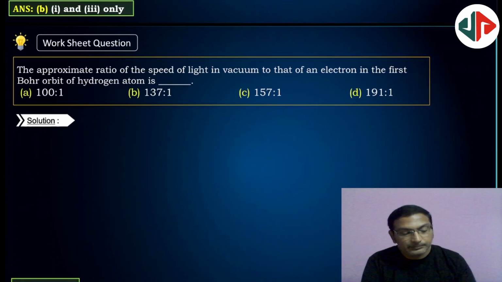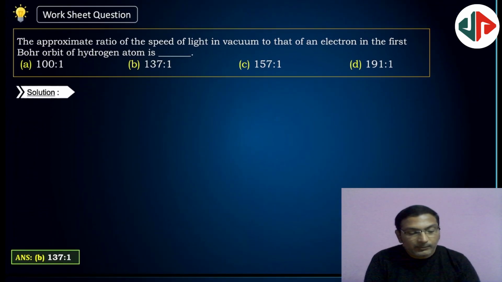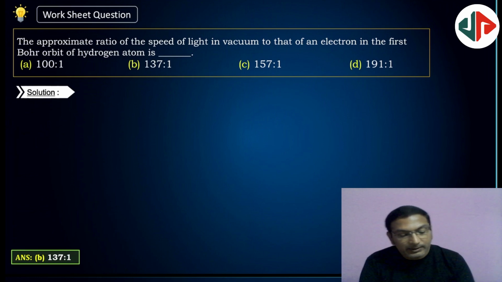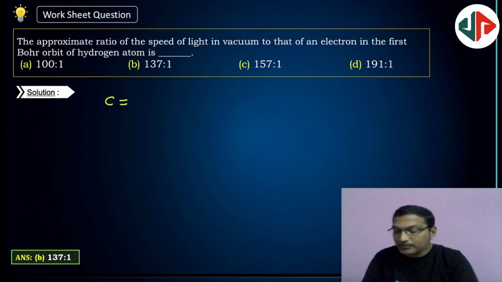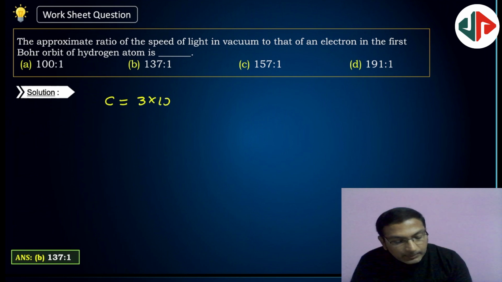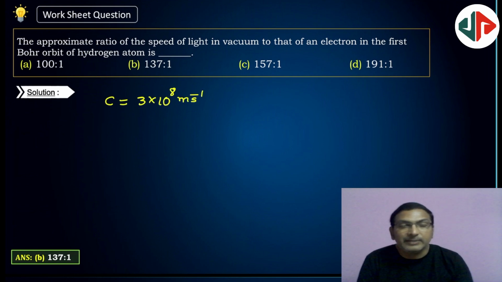Second question. The approximate ratio of speed of light in vacuum to that of an electron in first Bohr orbit of hydrogen atom is. So here what is given? Speed of light in vacuum. We know speed of light in vacuum means c, velocity of light. That is 3 into 10 power 8 meters per second, or meter second inverse.